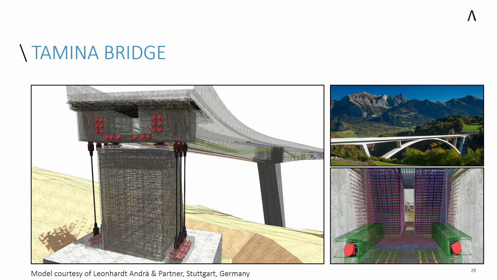Here's the Tamina Bridge in Switzerland. You may notice this from our white papers and other materials that we produce. It's a pretty straight bridge, actually, but one of its features is that you can see the Forster rebar in there at the end with the post-tensioning ducts coming in. So it was a good way to combine those different things and make sure that you had the space required for both.